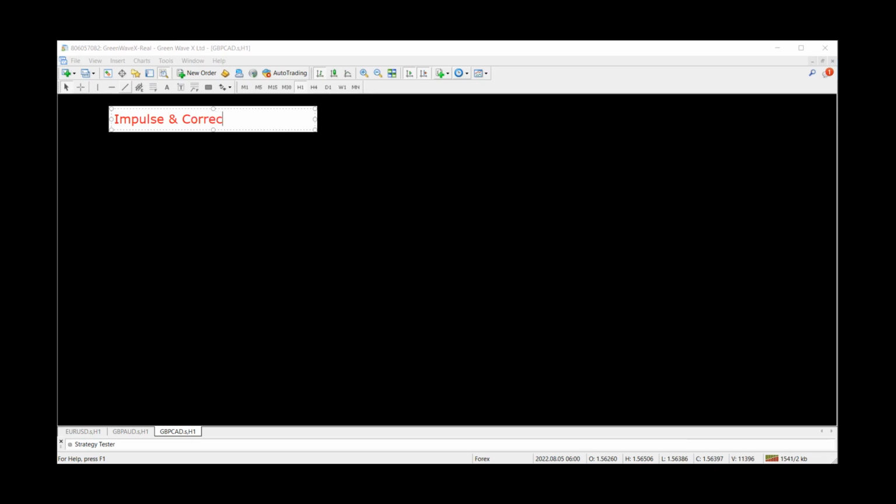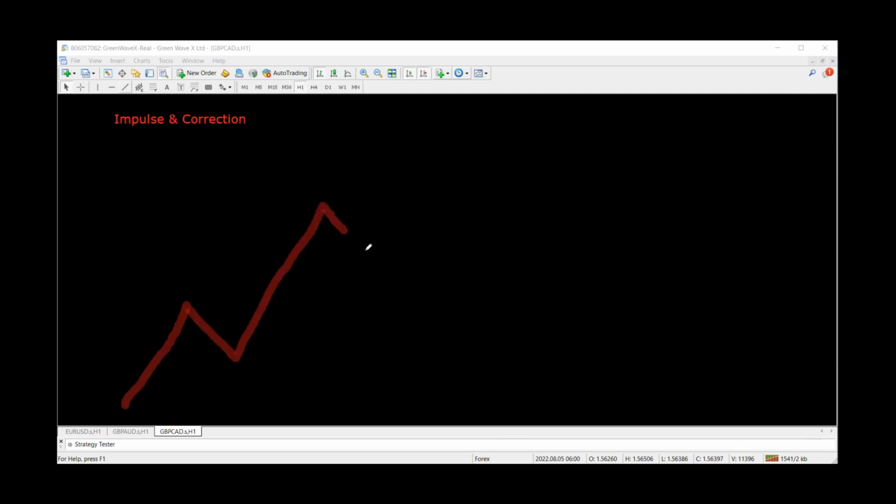We're going to look at what we call impulse and correction. Now, we've already talked about a trend, a bullish trend, a bearish trend. Let's look at a bullish trend, for example, when the price is going up. Now, this is a bullish trend, right? We'll all agree that this is a bullish trend.